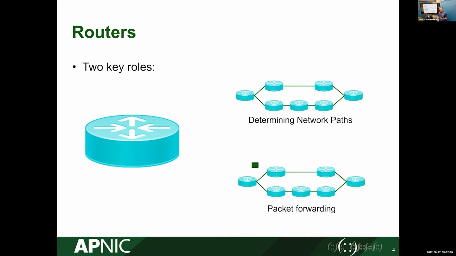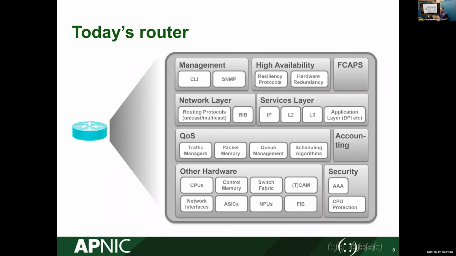So that's the two simplest things that a router is doing on your network. Now, three or four decades ago, a router was very simple. It didn't do much apart from those two functions. Now, though, today's router is a lot more complex. There's a whole heap of extra computing and other resources and services that are running on that router.